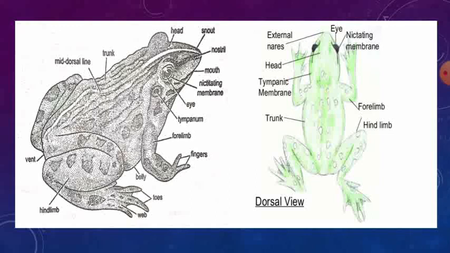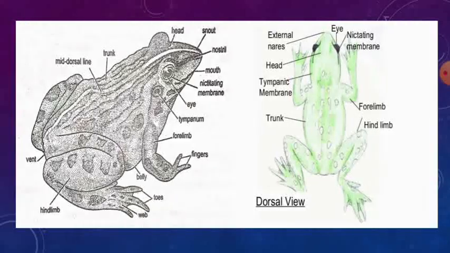So the trunk contains 2 pairs of limbs, forelimbs and hind limbs. Forelimbs are smaller than the hind limbs. Forelimbs contain 4 digits and hind limbs contain 5 digits. So here hind limbs are longer than the forelimbs, used for jumping and swimming or leaping and swimming purpose. And at the posterior end of the trunk, there is an opening that is called a cloacal aperture. Okay, so this is about the morphology of a frog. So thank you.